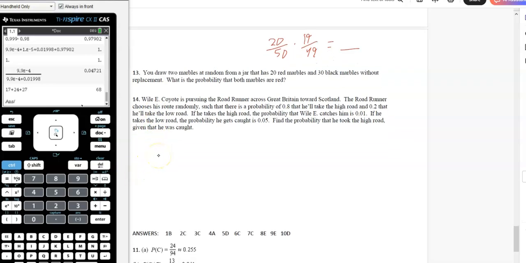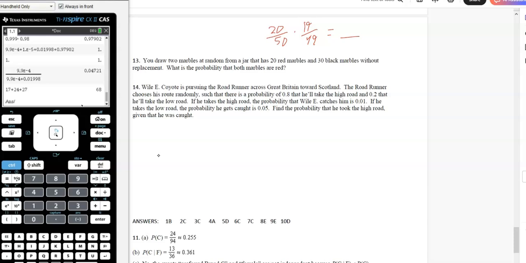Wile E. Coyote is pursuing the Roadrunner across Great Britain towards Scotland. The Roadrunner chooses his route randomly, such that there is a probability of 0.8 that he'll take the high road and 0.2 he'll take the low road. That's not contingent, so we're going high road. You should always take the high road, right? And low road. Just in life. So 0.8 is high and 0.2 is low.